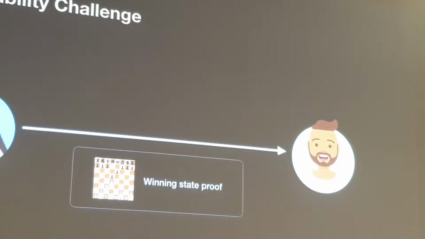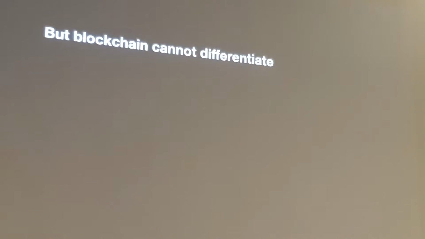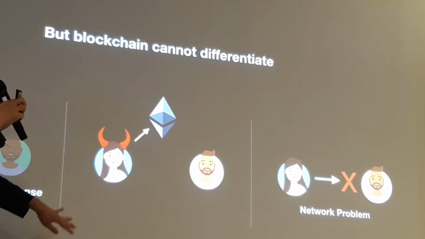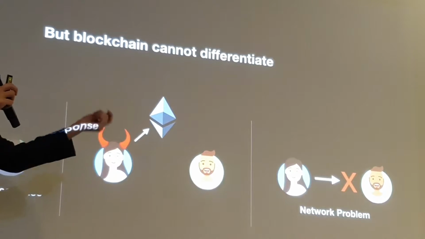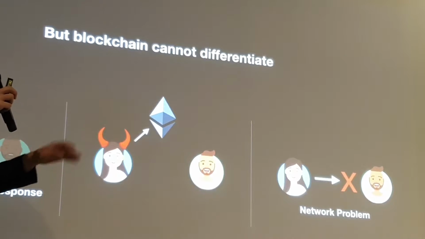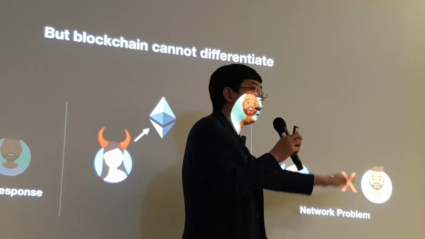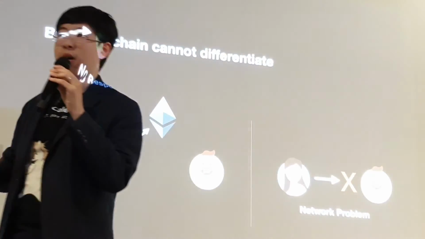Okay, so can we just let IS directly submit a complaint on the blockchain, saying that my opponent just went away? Well, no, because the blockchain cannot really differentiate between these three scenarios. The first is that Bob is really not responding, and the second is that Alice is maliciously saying that Bob is not responding, but actually Bob is fully responding. And it can also be that it's none of their fault. It's just that the network connection between them is not available right now.